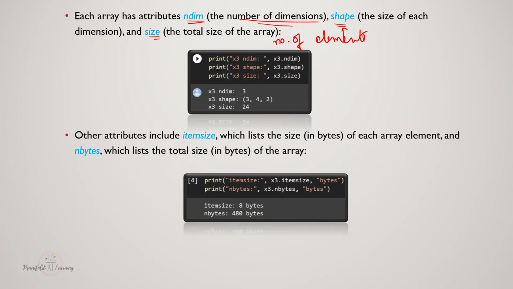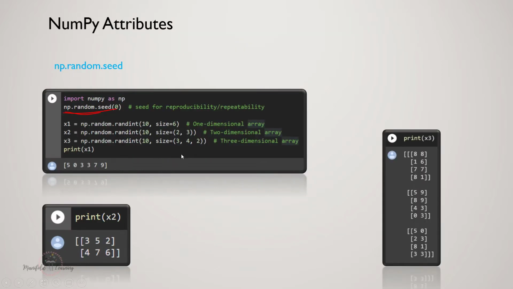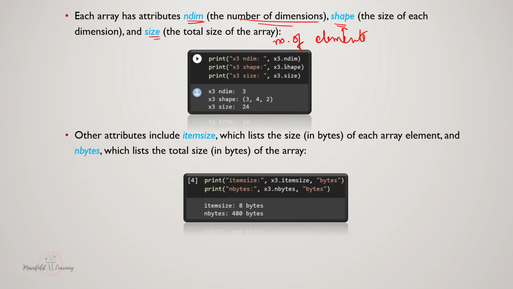So I've got x3. If you come back, you can see my x3 has the shape 3, 4, 2. Now if you observe, when I say x3.ndim, I get the output as 3. x3.shape is 3, 4, 2. x3.size, in total we've got 24 elements. So this is the total size of the array.